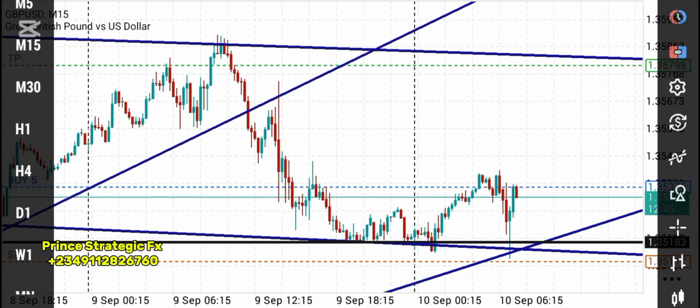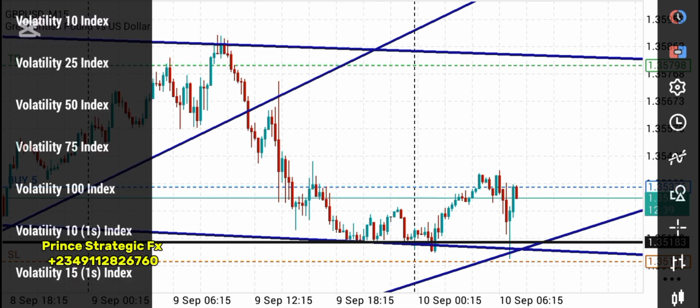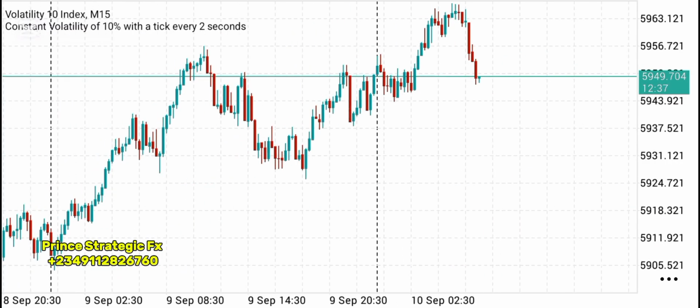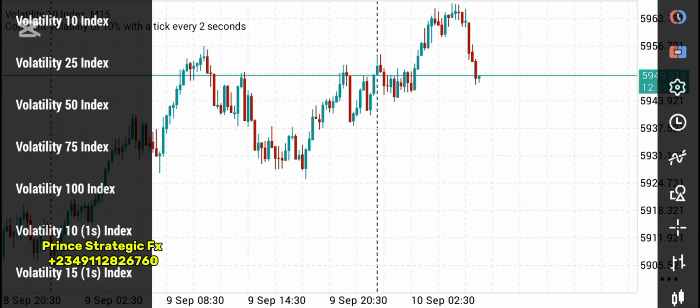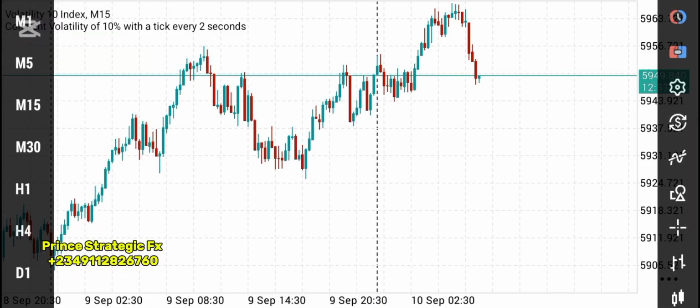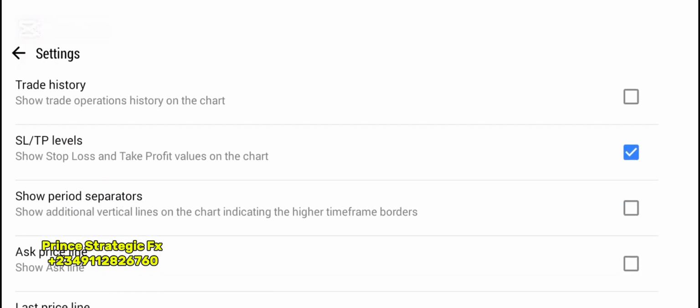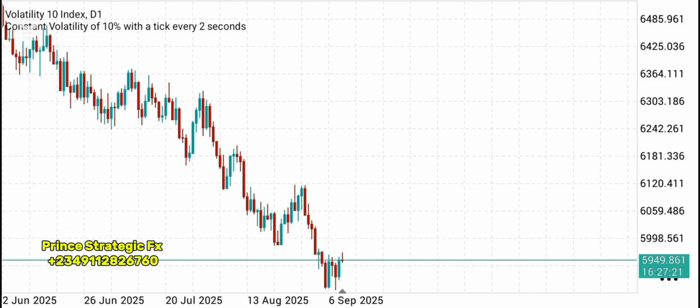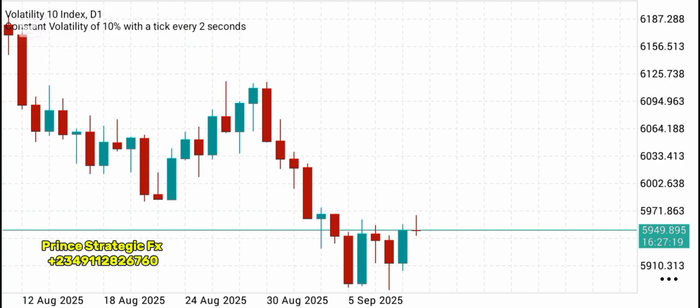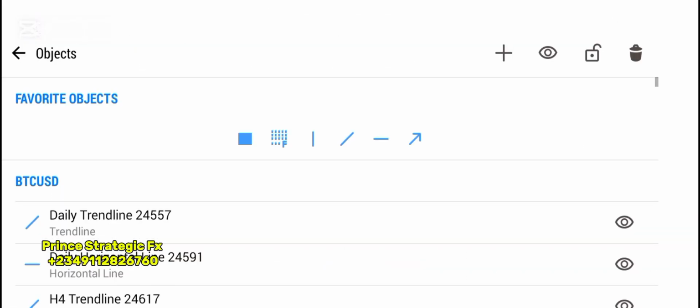While we wait for this to happen, we are going to switch to synthetic indices, and we're going to be starting from the volatility 10 index. I will go straight here to settings and turn this off, because we're starting from the daily time frame. So here on the daily time frame, this is exactly what we can see.